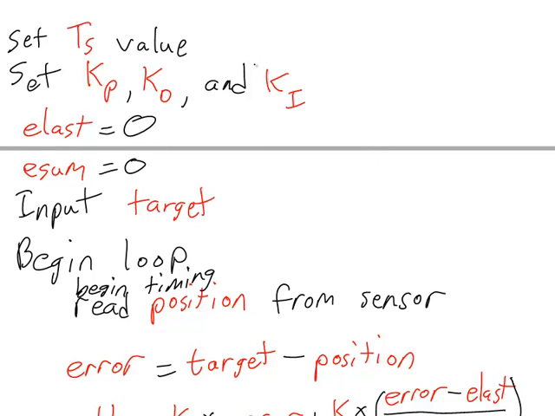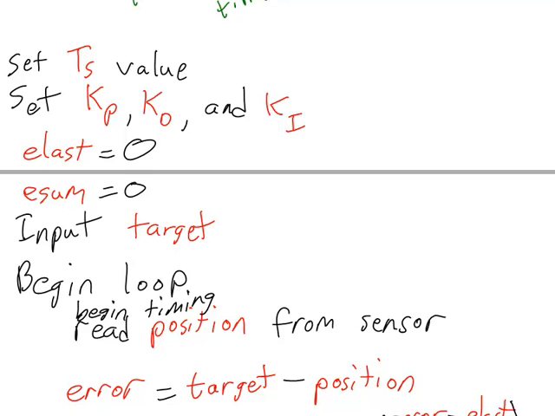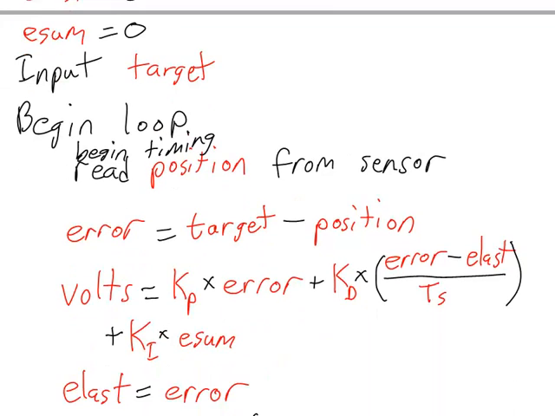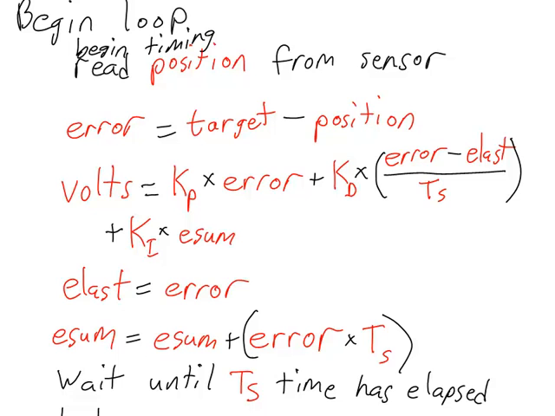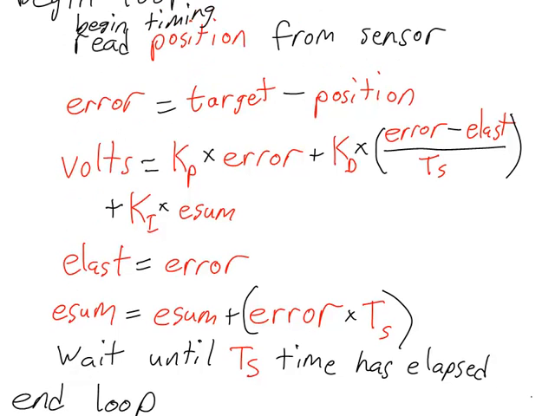You generally want to avoid using KI if you don't need it to eliminate steady state error, because KI increases overshoot and can cause your system to go unstable. But in general, that's the process for how you set your PID gains, and this is how you use PID control in your microcontroller program.